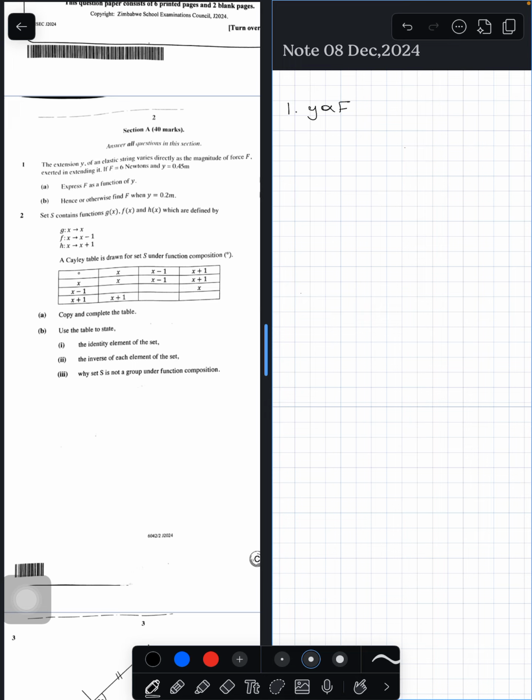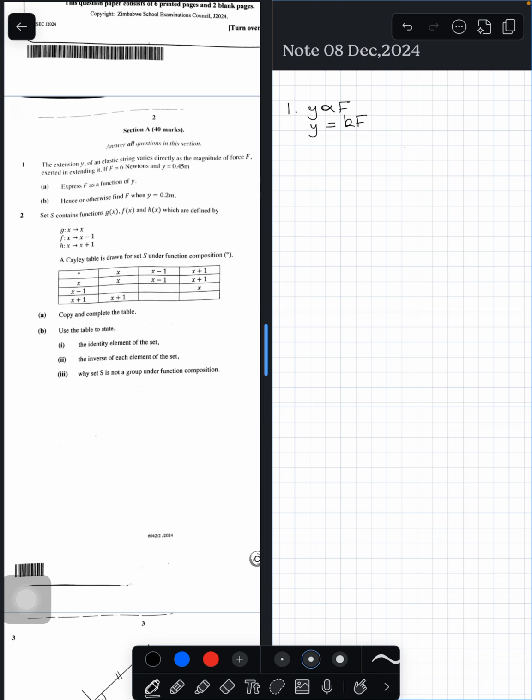Right, so now we have to remove the variation sign. So when we're removing the variation sign, it's going to be y equal to kF. We're required to express F in terms of y. First thing first, we have to find the value of k. To find the value of k, you have to use the information that you're given there. We're given that F is equal to 6 and y equals 0.45, right?